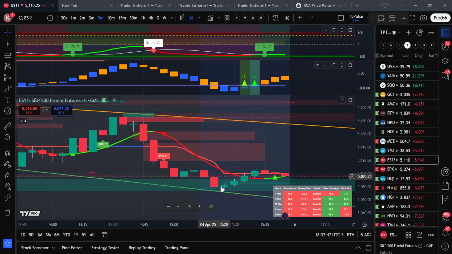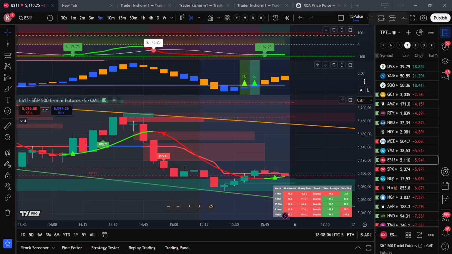So here, it touched the support, and the trend changed from bearish to bullish. Immediately it is telling, okay, now you can go long. Here it tried to go above the T5 line, then it is telling that now it also crossed the T5, T5 became green. Now you can go long.